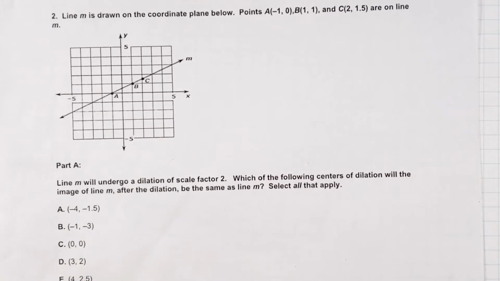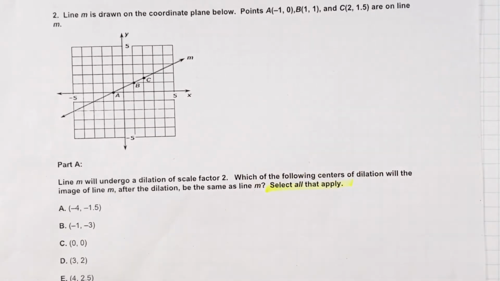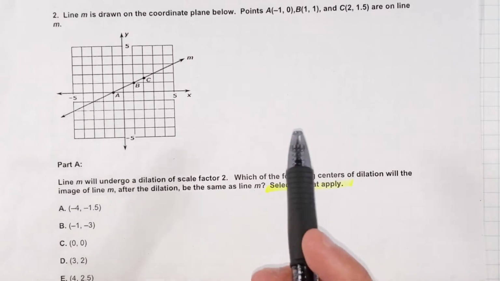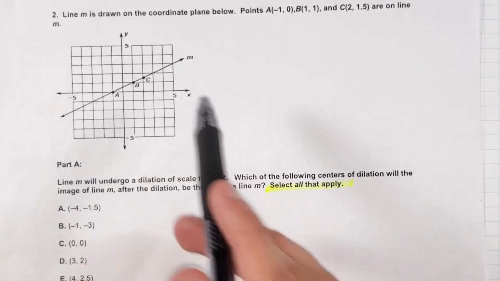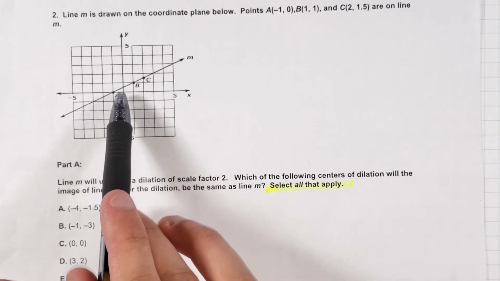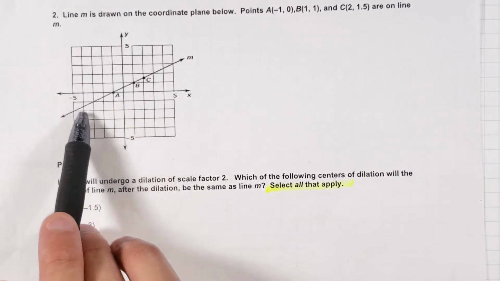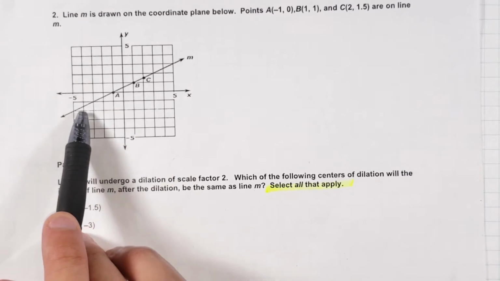And note that in this case, it says select all that apply, which is important, right? So what we can do is we'll go through each one and we'll see if it's on this line. So the first one is (-4, -1.5). So -1, -2, -3, -4, -1, and yeah, -1.5.